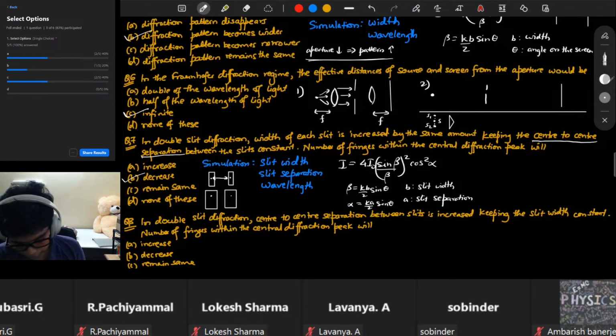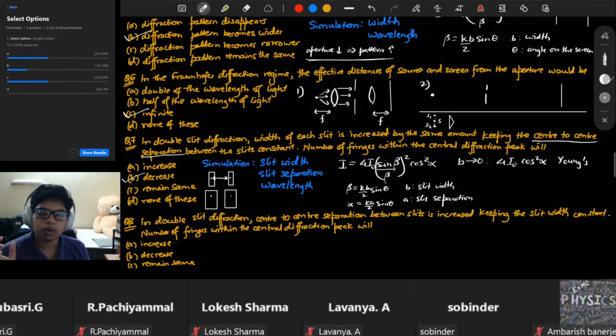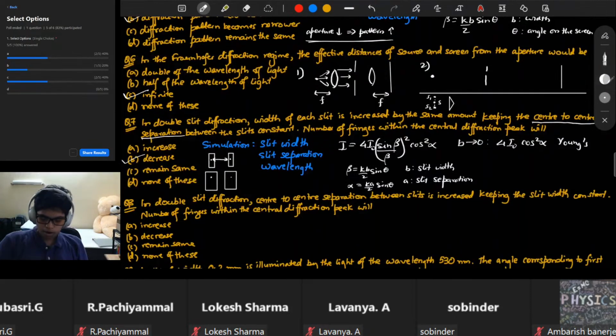Notice that if my b goes to 0, then I'm left with 4 I naught cos squared alpha, which is nothing but Young's double slit interference experiment. In Young's double slit experiment, we had assumed that the slit width is infinitesimally small. So this is what you get when you plug in slit width equal to 0. You obtain Young's double slit interference experiment.